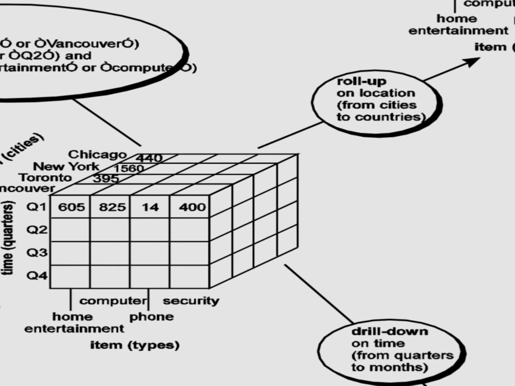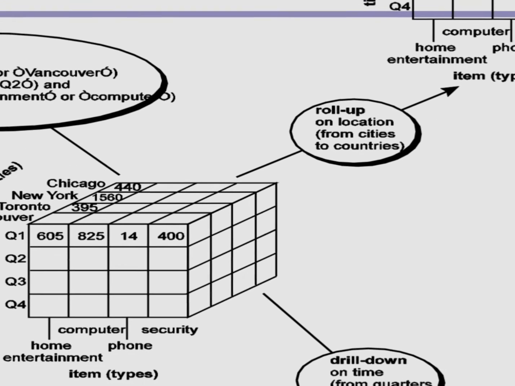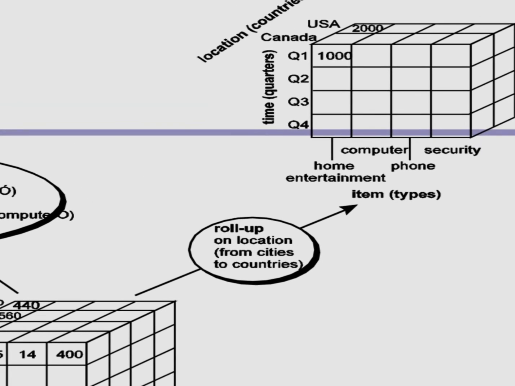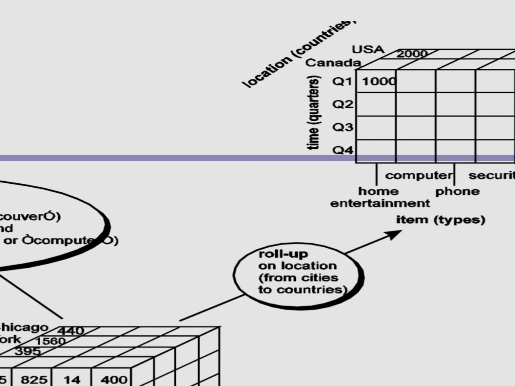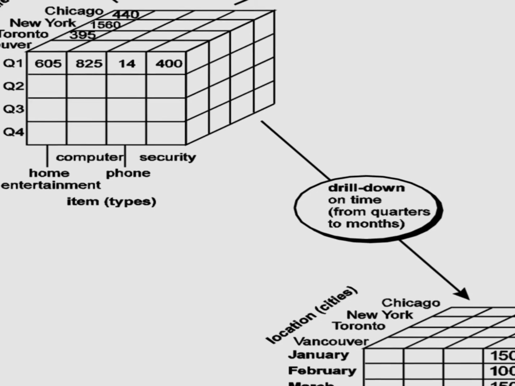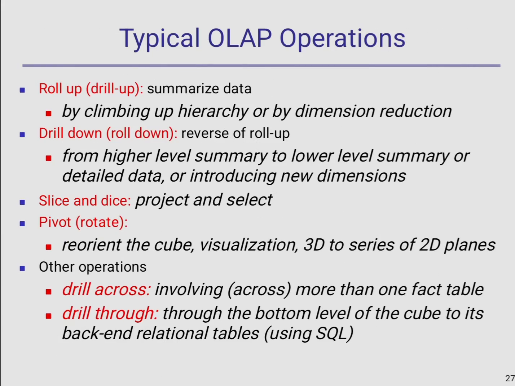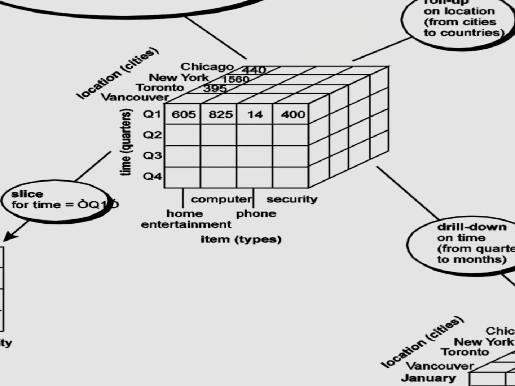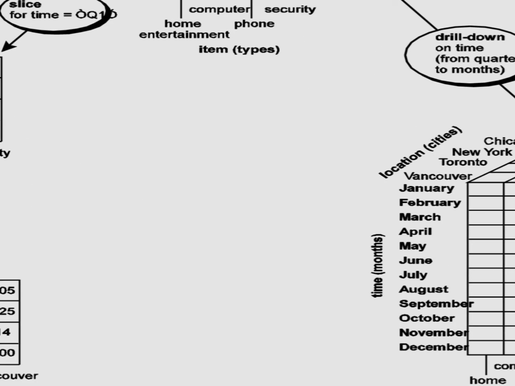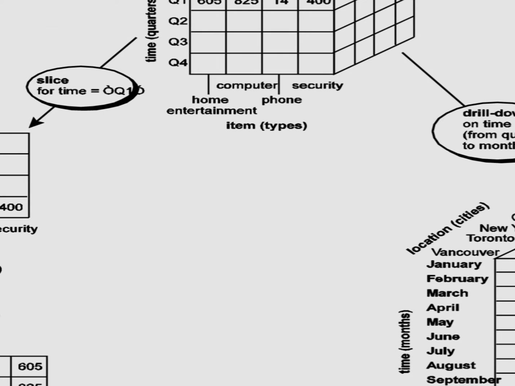See, in the roll up, for the location dimension we have cities, important cities of US and Canada. In the roll up operation with respect to the cities, we have next countries. We can roll up to Canada and USA. So what happens in the drill down with respect to the time dimension? Here they have used quarter 1, quarter 2, quarter 3. Instead we can drill down to months: January, February, March, April, and like that.